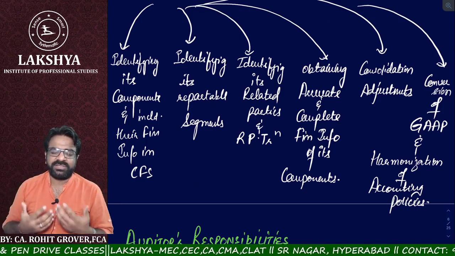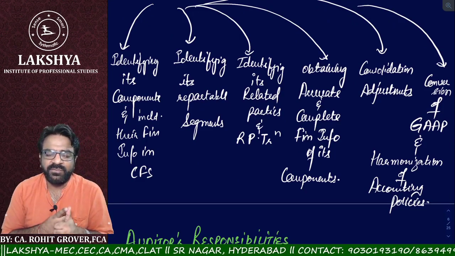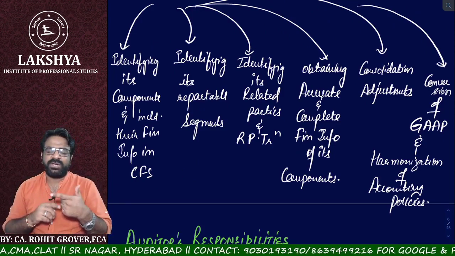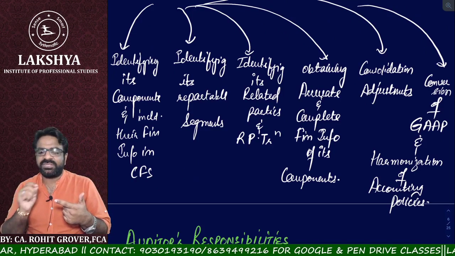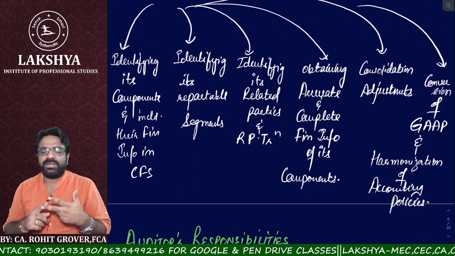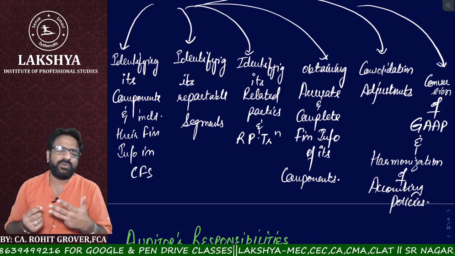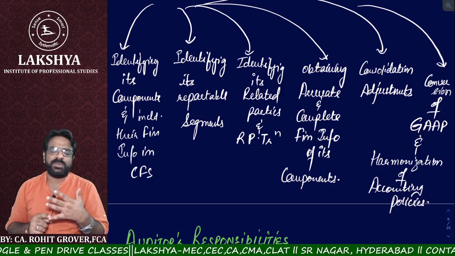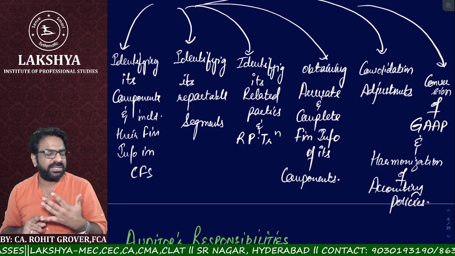Now close your eyes and start repeating after me. Point number 1. Primary responsibility of preparing the consolidated financial statement is the responsibility of the parent company. Parent is also responsible to identify its components and include the financial information in the consolidated financial statement. Point number 3. Parent is also responsible to identify its reportable segments. Parent is also responsible to identify its related party and related party transactions. Parent is also responsible to obtain the accurate and complete information relating to its components to be included in CFS.